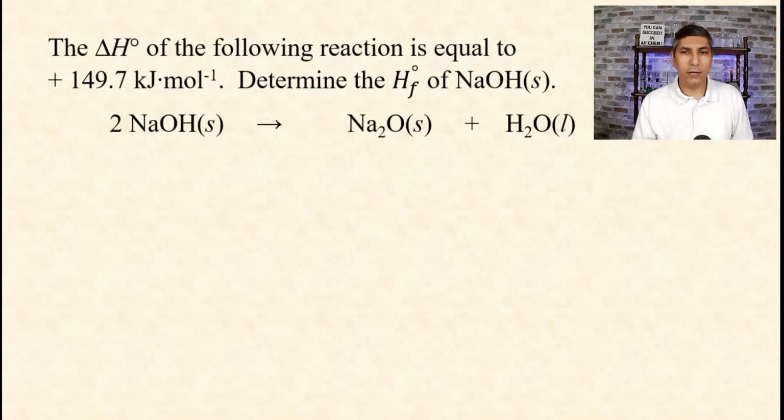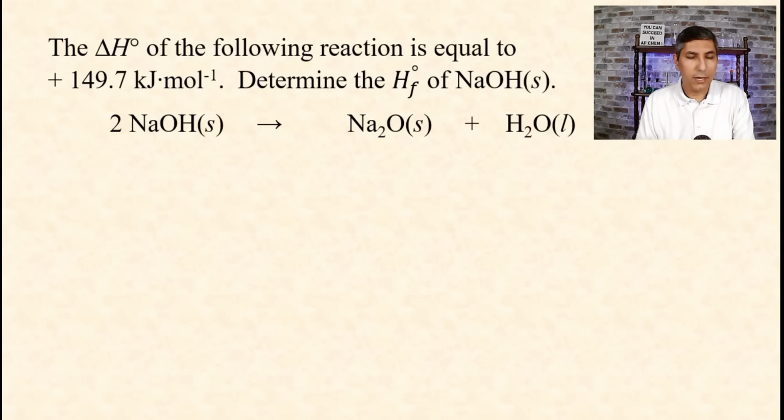Now, let's take a look at another example of thermochemistry here, and this is where we can calculate the value of delta H. And whenever we have a question like this, we have to use the equation delta H is equal to the sum of all the enthalpies of formation of the products minus the sum of all the enthalpies of formation of the reactants. It's right side minus left side. And in this question, it says that the delta H of the reaction is equal to 149.7 kilojoules per mole. Determine the heat of formation of sodium hydroxide.